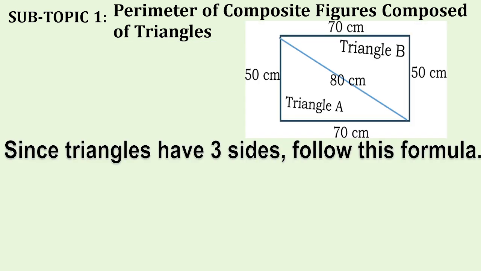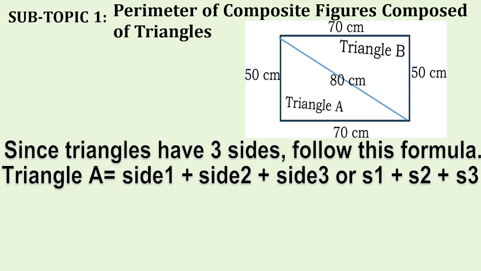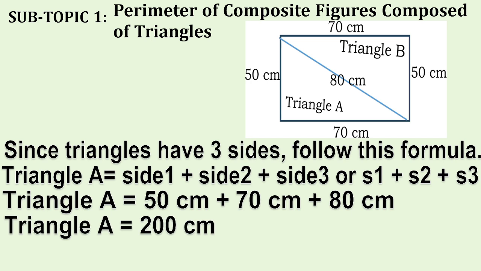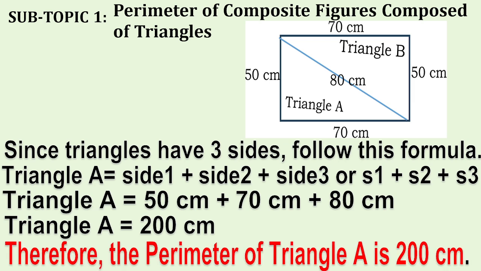Since triangles have 3 sides, follow this formula. Triangle A equals side 1 plus side 2 plus side 3, or S1 plus S2 plus S3. Triangle A equals 50 centimeters plus 70 centimeters plus 80 centimeters. Triangle A equals 200 centimeters. Therefore, the perimeter of triangle A is 200 centimeters.